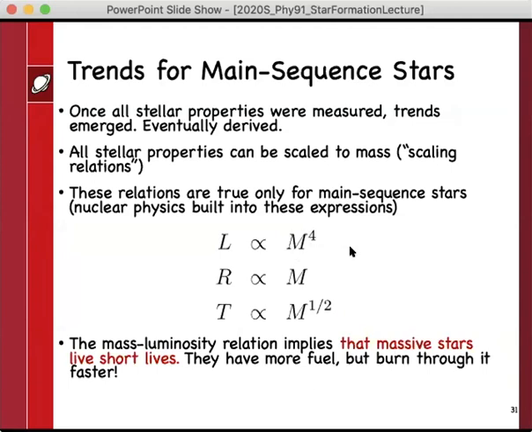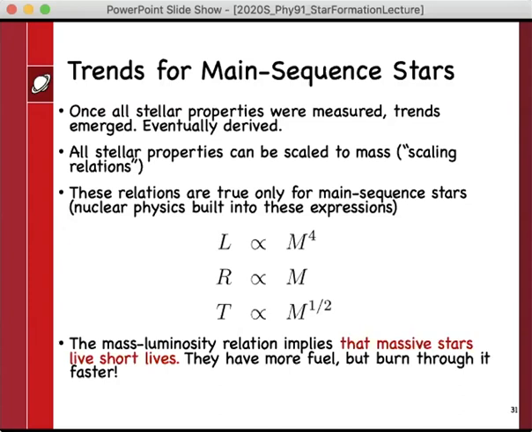So if you can imagine that a star that is 10 times as massive as the sun might have 10 times as much fuel, but it's working through that fuel 10,000 times faster. So as a result, the big stars end up living very, very short lives. They have more fuel, but they burn through it very quickly. I think the life lesson here is that if you party hard, you'll die young. That's the takeaway from massive stars. They work through their fuel reserves very quickly.